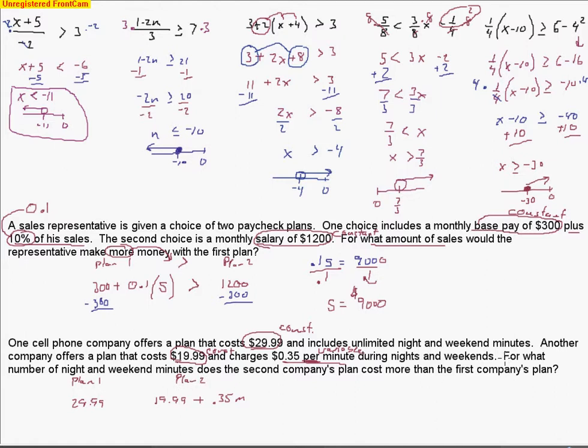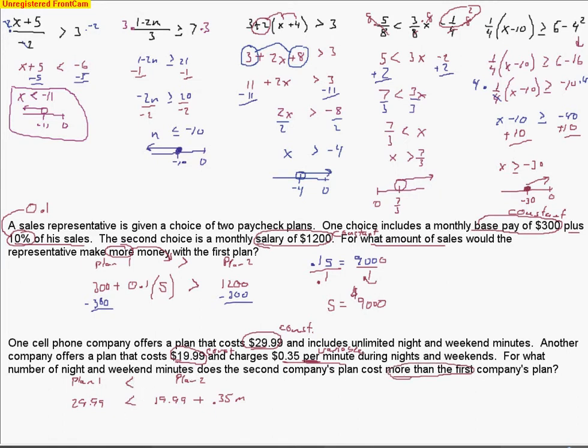So it says, for what number of night and weekend minutes does the second plan, so this plan here, cost more? So cost more than. So we're going to go ahead and draw this inequality sign this direction because it needs to be more than plan number 1. When will it be greater? See, it's open to plan number 2. So that's what we're going to end up doing. So again, more than the first. More than the first, so that means that's why it was open to plan number 2.